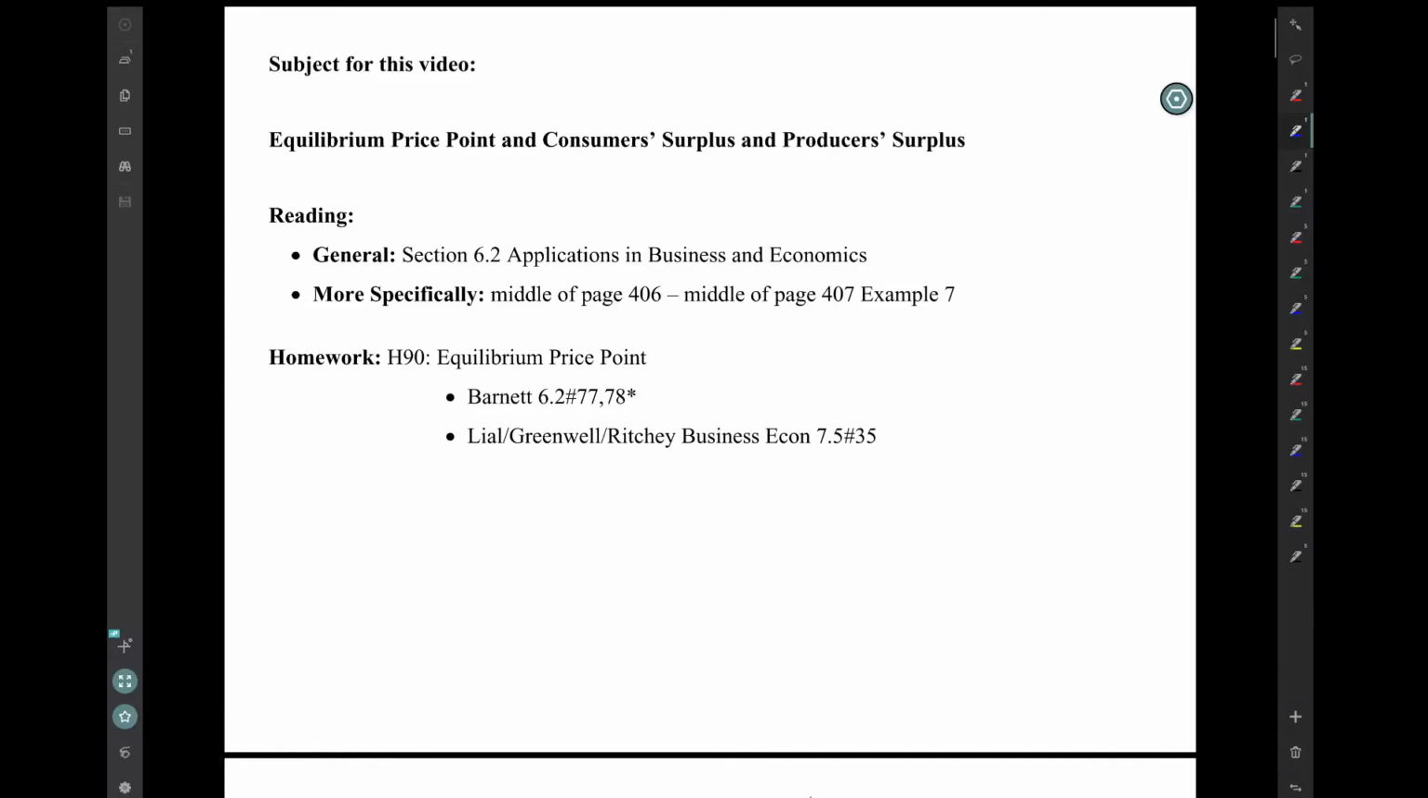This material is from section 6.2 of the book, more specifically the middle of page 406 to the middle of page 407, example 7. The corresponding homework is this set of 3 exercises, 2 from the Barnett book, although only one of them is in the MyLab system, and this one exercise from another book that is in the MyLab system as well.